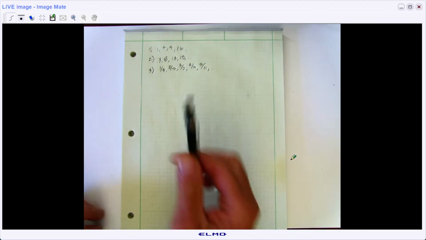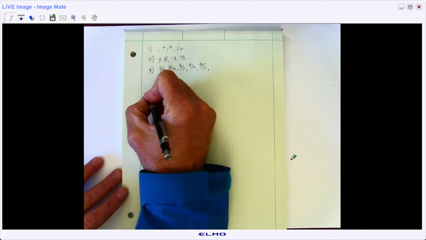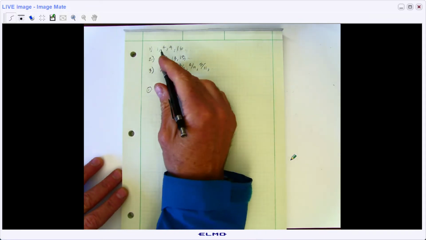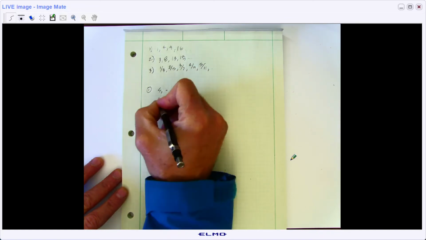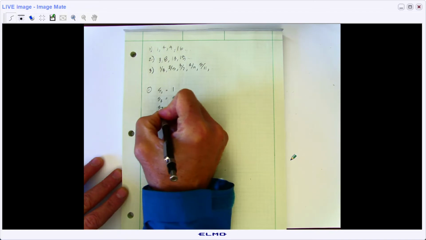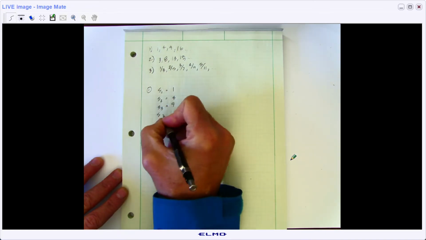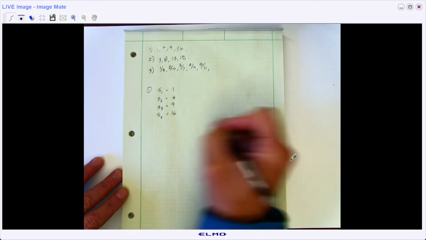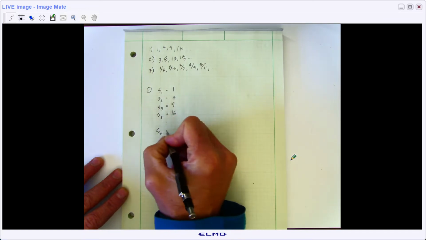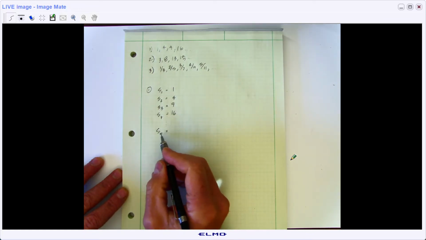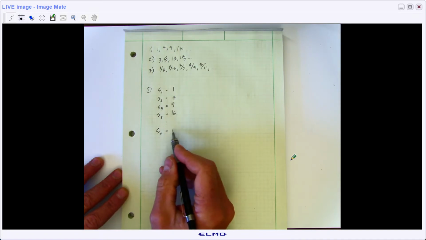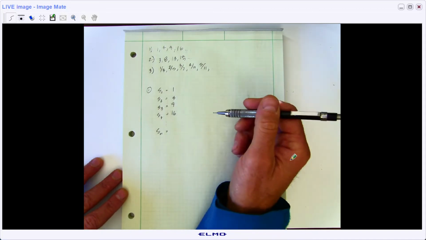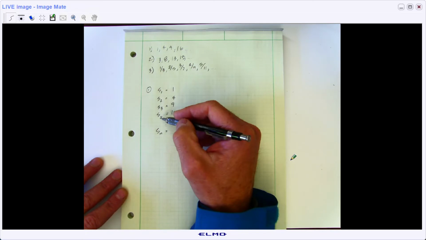Okay, so let's take the first one. On the first one, S sub 1 is equal to 1, S sub 2 is equal to 4, S sub 3 is equal to 9, S sub 4 is equal to 16. And what we're looking for is a general term, S sub n. In other words, knowing that we're in the nth position, how would we calculate the nth term? Oftentimes this boils down to trying to rewrite these in terms of the subscripts over here.